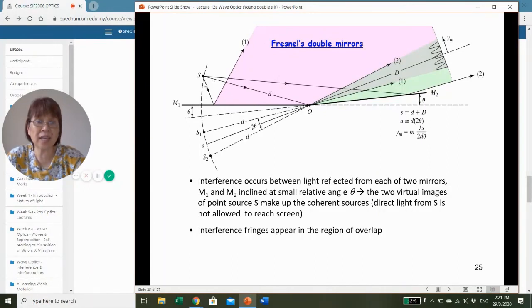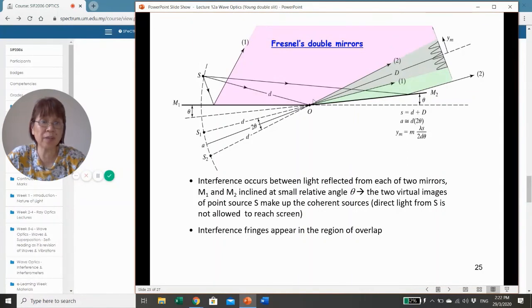If you look at this, this portion of the beam will be reflected by the first mirror, that is the pink part. And the other part will be reflected by the second mirror, that will be the green part. And the part where they overlap is where it's going to give you the interference fringes. And we define this line here. So for this mirror, this would be our virtual source.